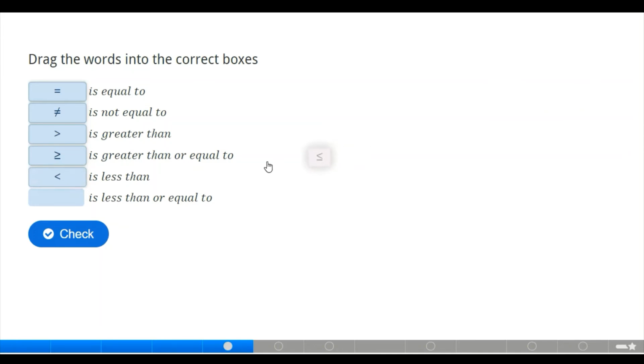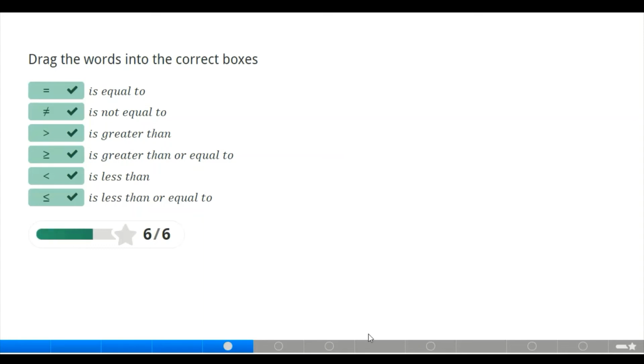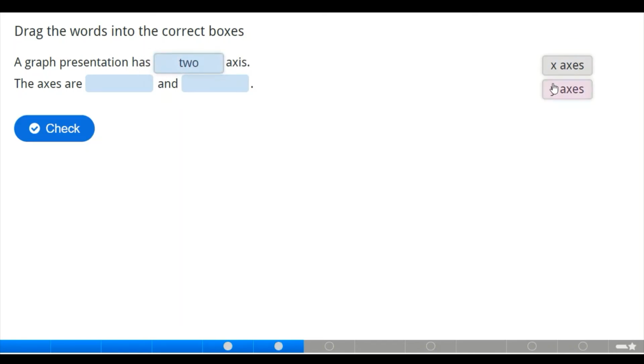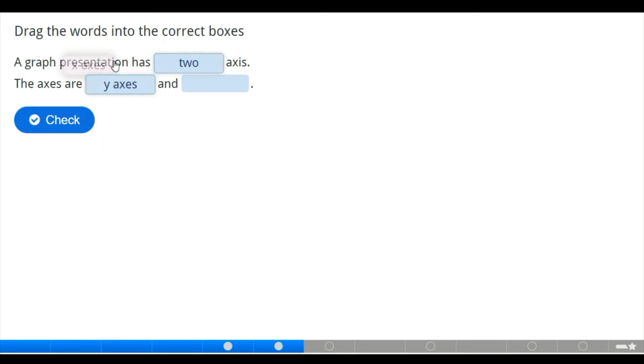We have this as the sign for less than or equals to. So let's check. Now let's look at the next activity that we have here. A graph presentation has how many axes? We have 2 axes which we have made mention of. We have y-axis and we have x-axis. So we have 2 axes, and these are what? We have our y-axis, and we have our x-axis.